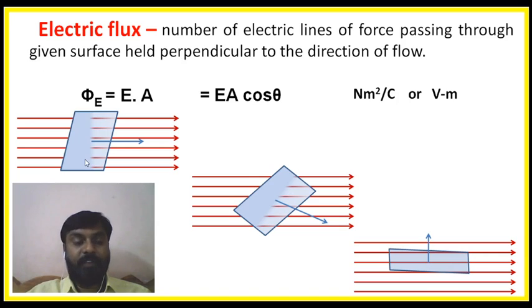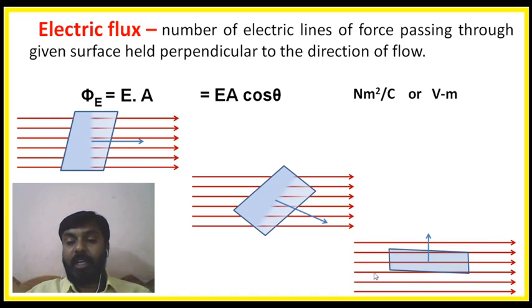In the first figure, the surface element is assumed perpendicular to the field. When the area is held perpendicular to the field, its area vector will be parallel to the field lines. Theta will be 0, hence maximum flux is noticed.